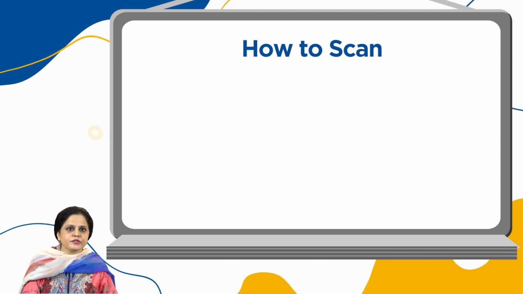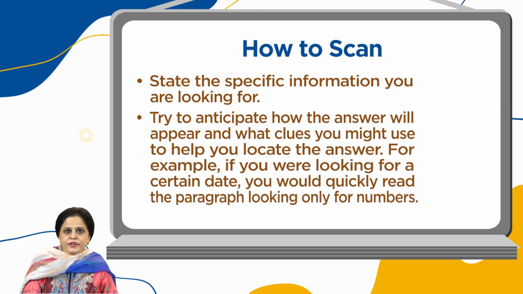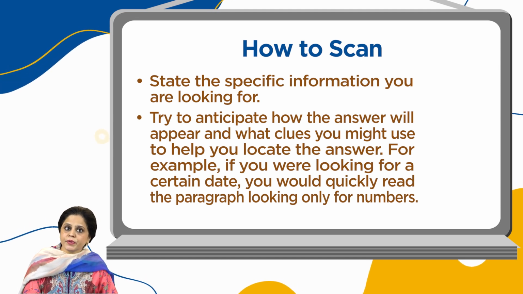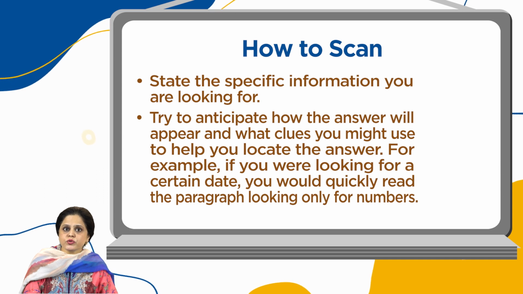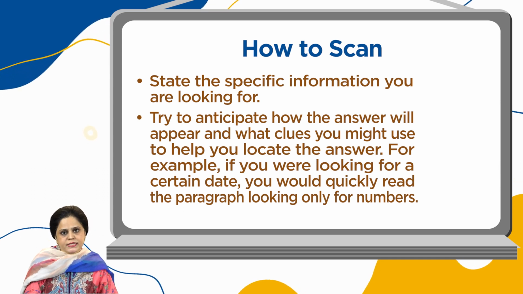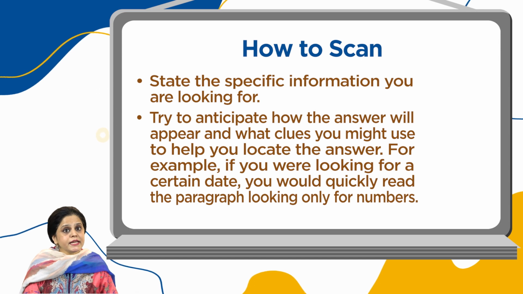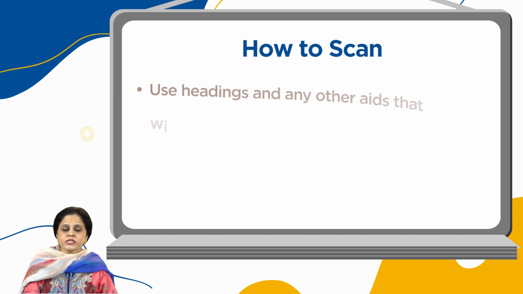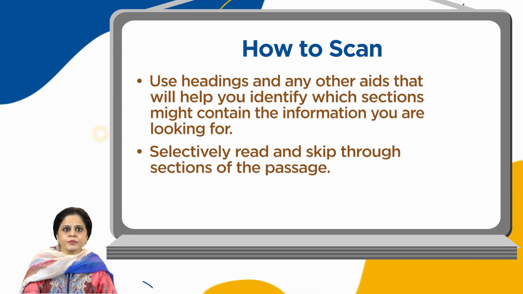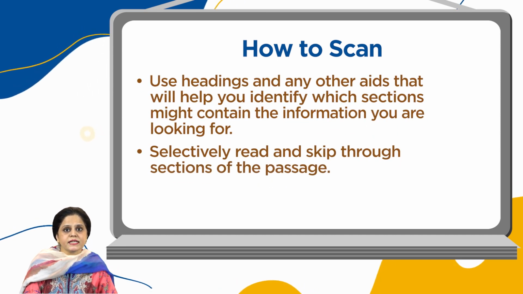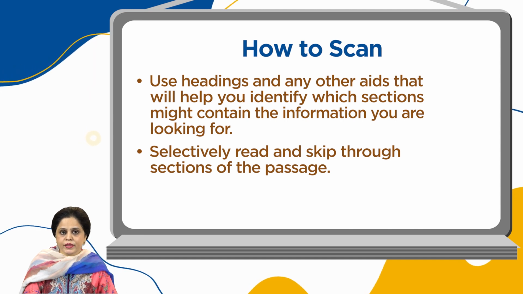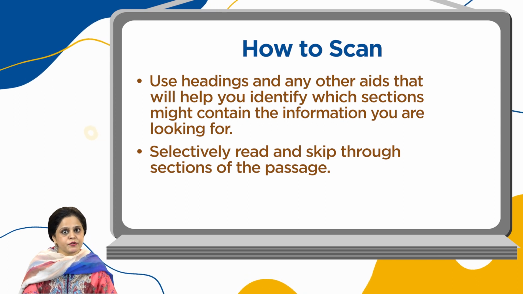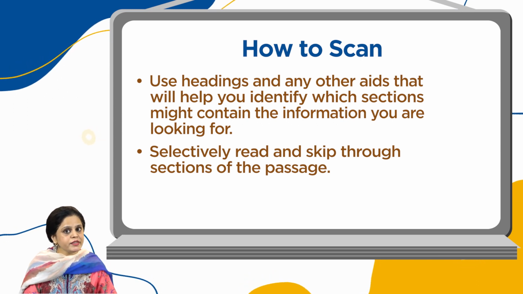Another important question. State the specific information you're looking for. Try to anticipate how the answer will appear and what clues you might use to help you locate the answer. For example, if you were looking for a certain date, you would quickly read the paragraph looking only for numbers. Use headings and any other aids that will help you identify which sections might contain the information you are looking for. Selectively read and skip through sections of the passage, which means you don't have to read each and everything.